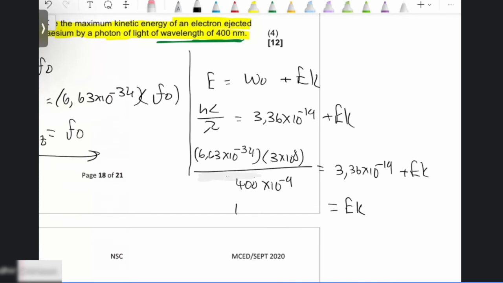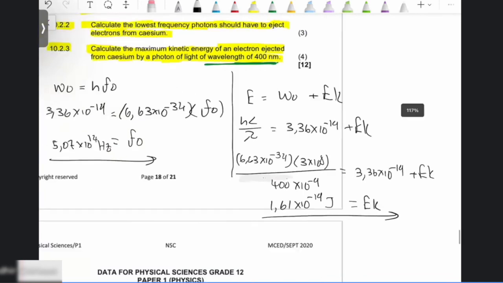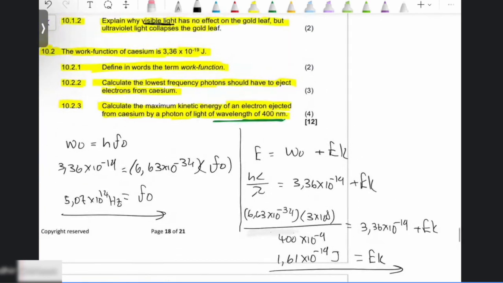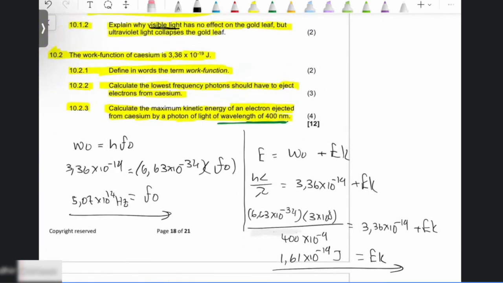Okay, and that is 1.61 times 10 to the minus 19 joules. Done. So guys, that is the kinetic energy of an electron that would have been ejected. This one wasn't a difficult photoelectric effect question. We've done weirder ones previously. But yeah, this one wasn't that bad.